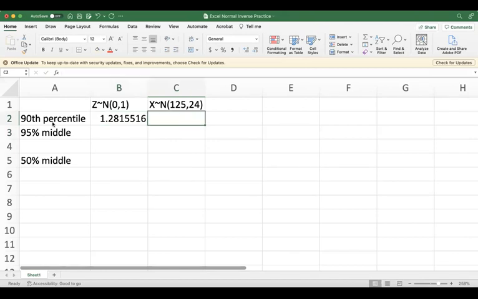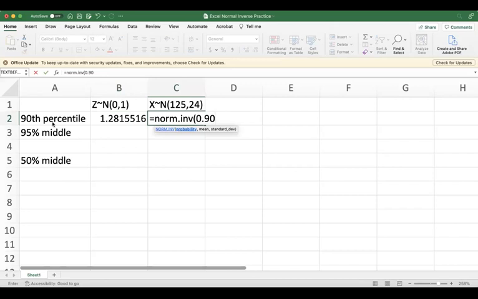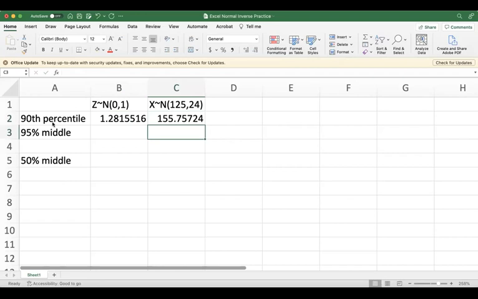And then we did a little bit of work to convert it to reading speed. Well, because Excel is so powerful, we can just use equal norm.inv, and we can use 0.90, which is still the probability. But in this case, we have 125 and 24, which instantly gives us 155.75, which we rounded up to 156 to ensure that the 90th percentile is below. So that's how we get those two values.